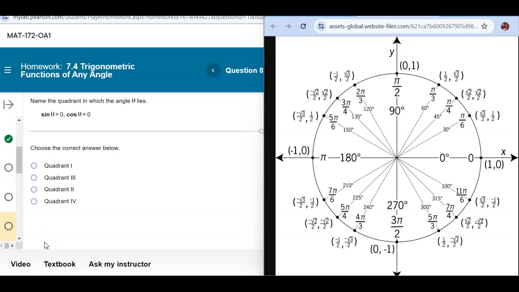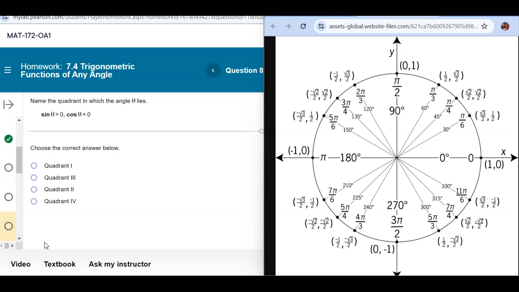Hey, trig class, I'm going to go through the next little few questions that deal with what quadrant we are working in given the signs of these trig functions. So the signs, meaning if they're positive or negative. I've got my unit circle out. It's going to help a lot on these types of questions.